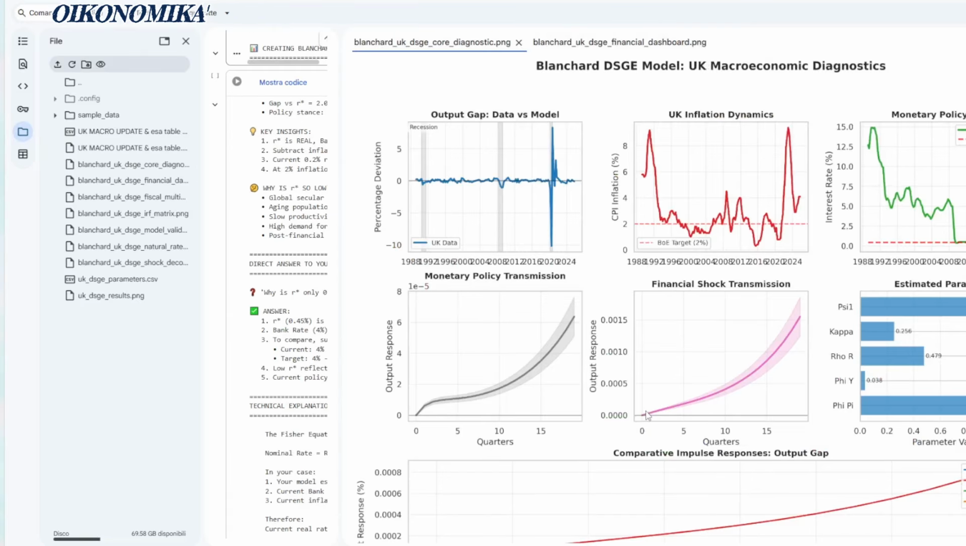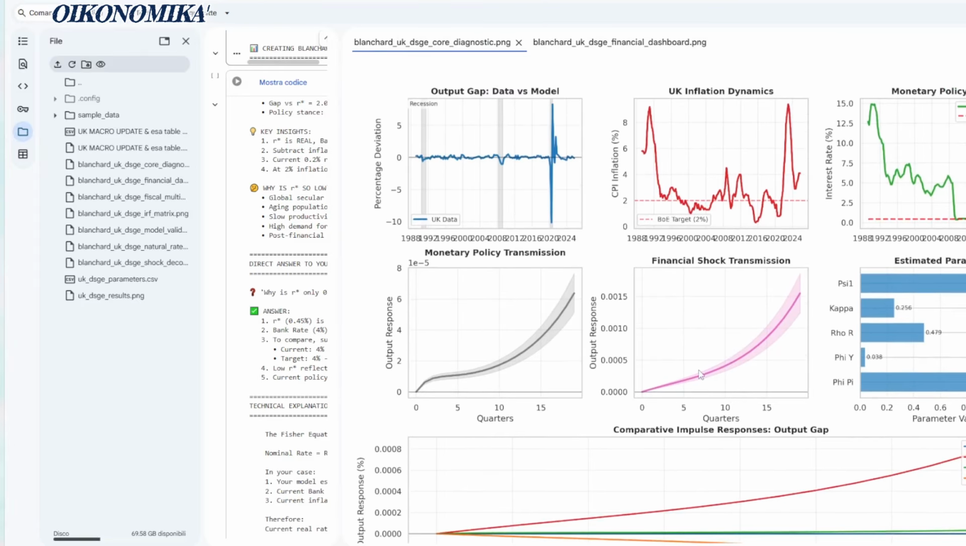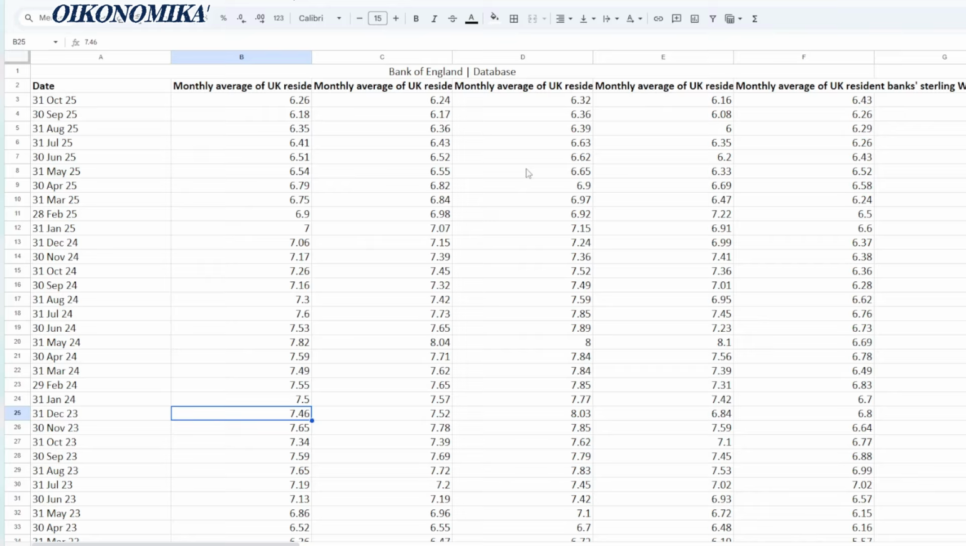Okay, so you see here the charts are very nice. The financial shock transmission propagates for many quarters, and also through the monetary policy mechanism. Here we have the output gap, which is slightly negative, and inflation dynamics are pretty sticky, because the Calvo parameter defines the stickiness of inflation, and in the case of the UK, there is a lot of stickiness of inflation. And why is there stickiness in inflation?